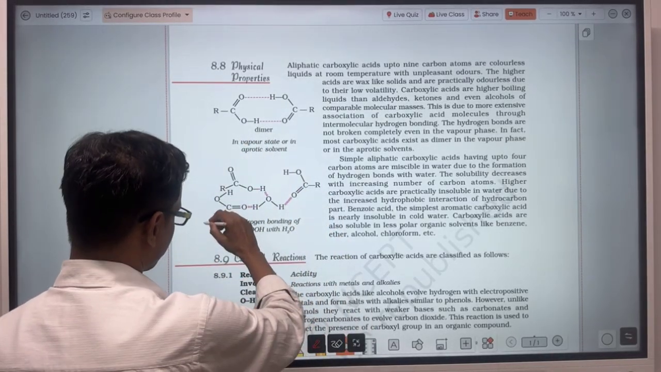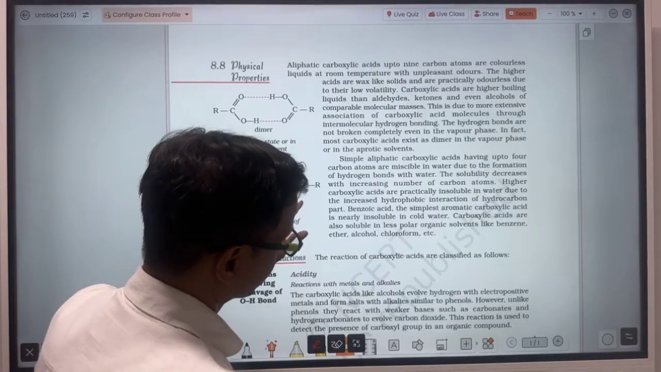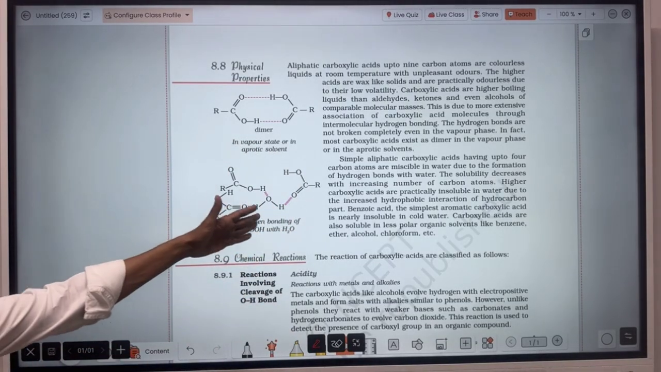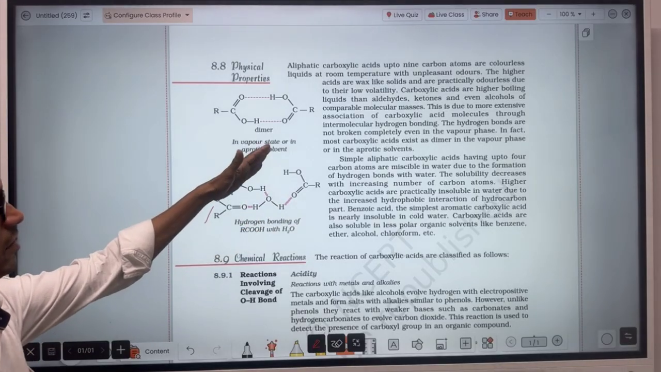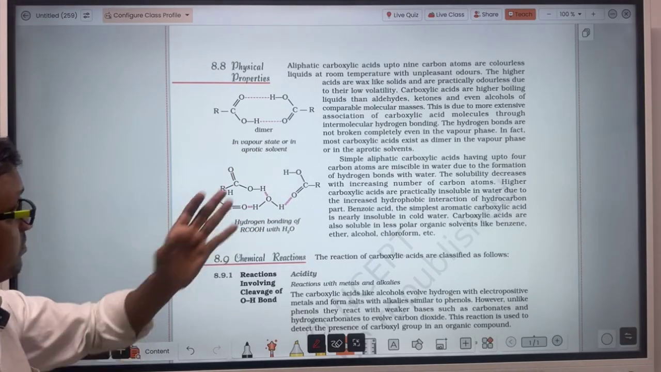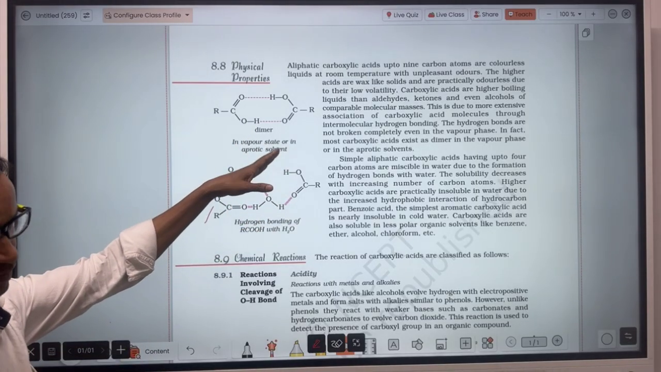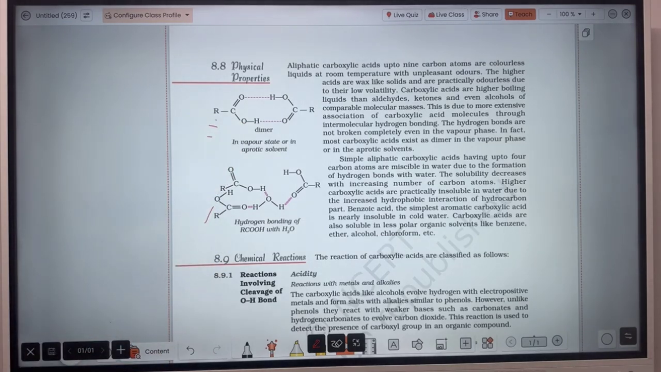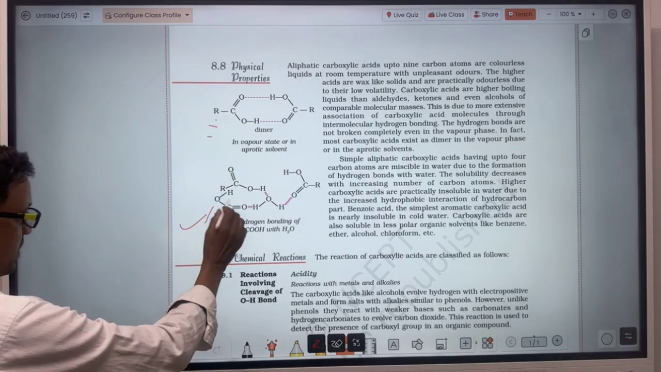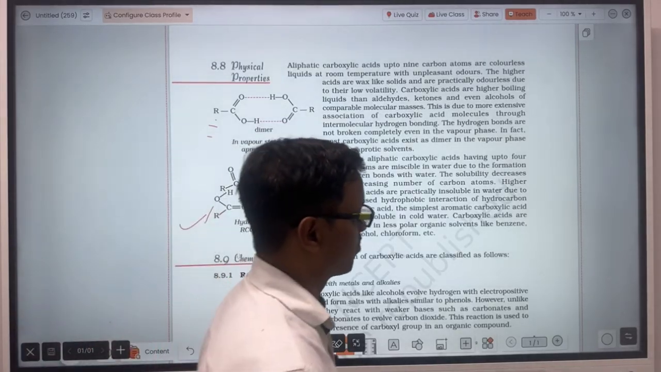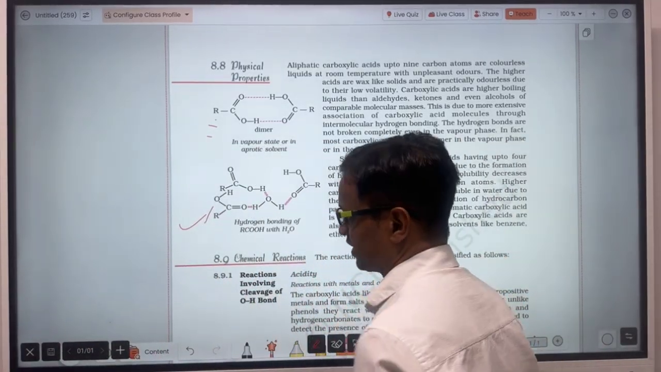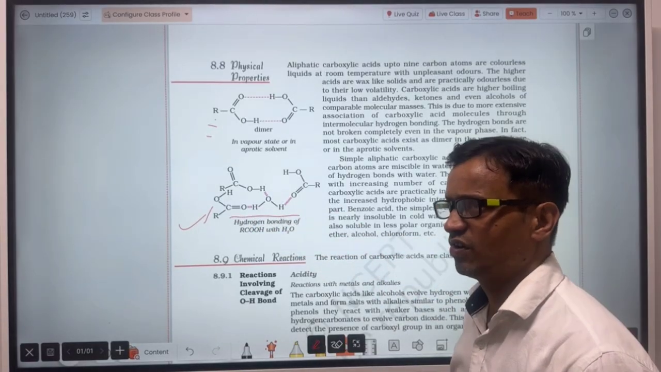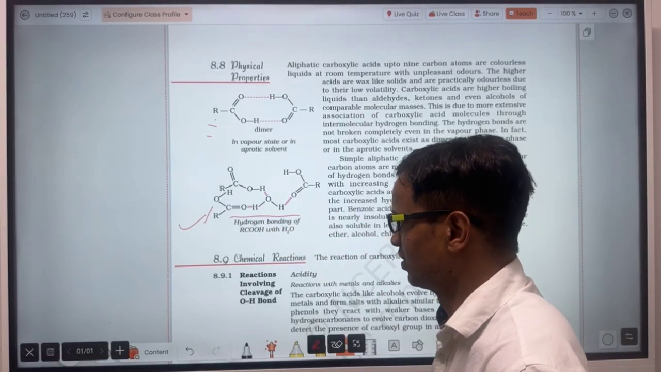Second one is, it is more soluble in water compared to alcohol. Why? Because the extent of hydrogen bonding will be more in the case of carboxylic acid. Next, the carboxylic acid molecules possess greater melting point and boiling point than that of alcohol, because the extent of hydrogen bonding in carboxylic acid is more.